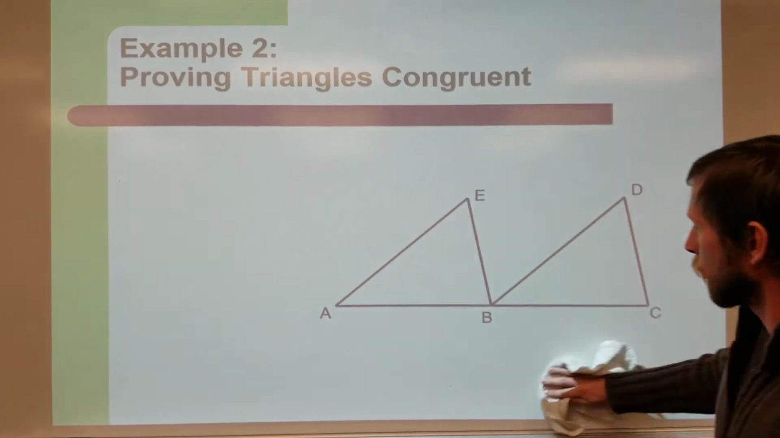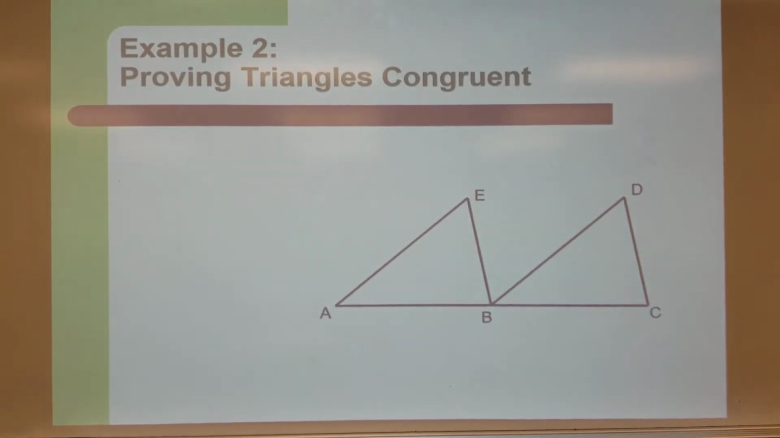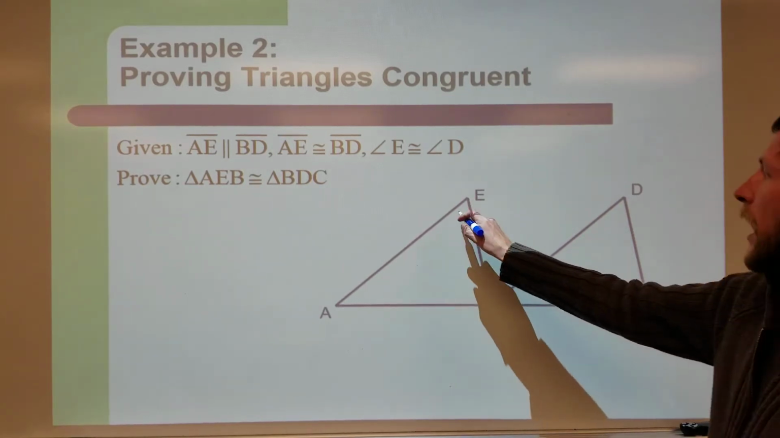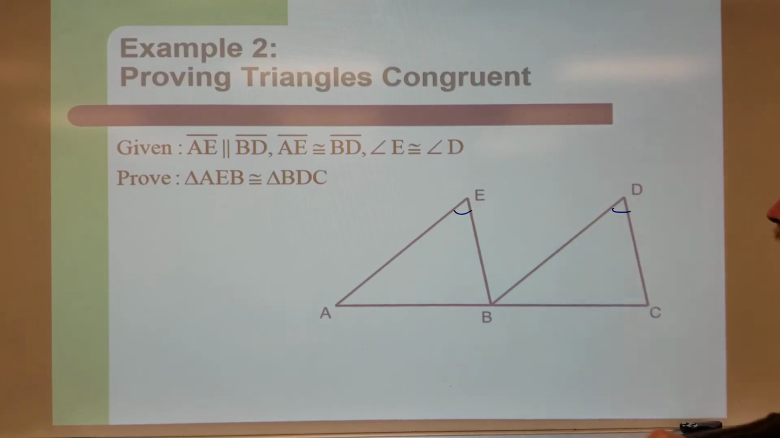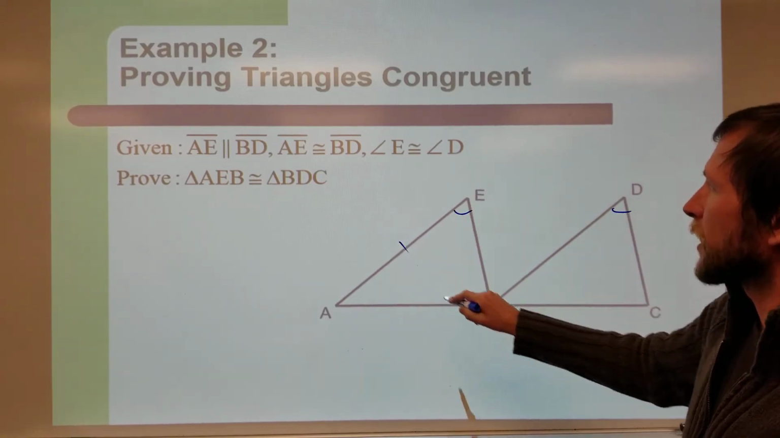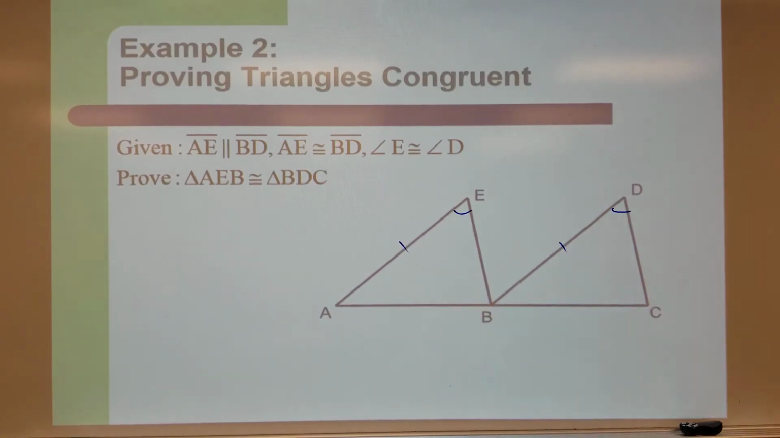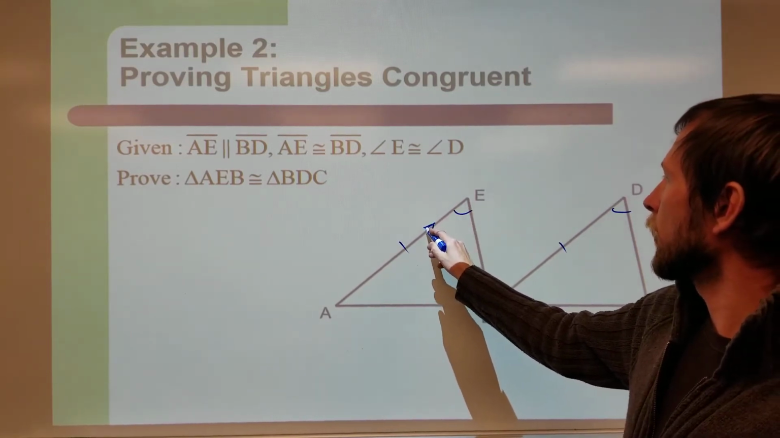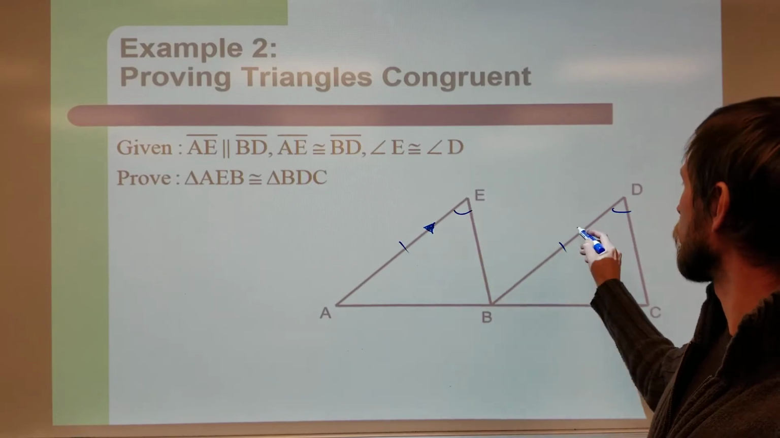Let's take a look at this situation. Here we have, it looks like two triangles, and we are told some special information about the sides and angles in this figure. First of all, we are told that the angles at E and D are congruent. We are told that segment AE is congruent to segment BD, and we are also told that segment AE is parallel to segment BD.